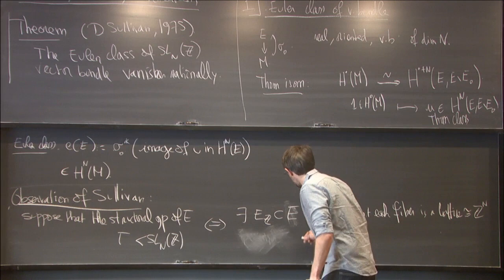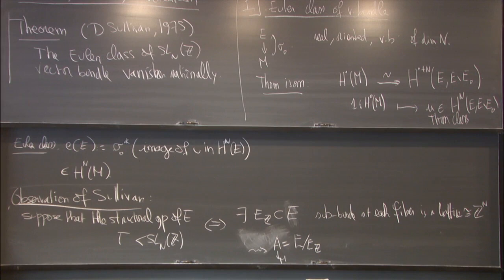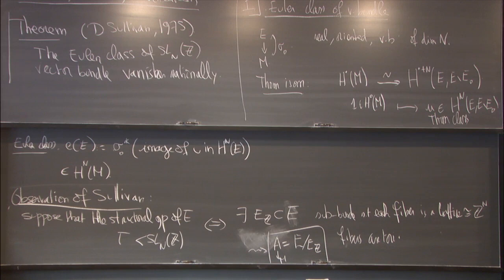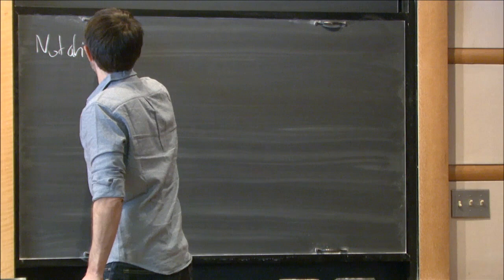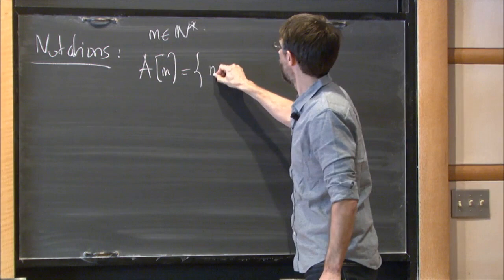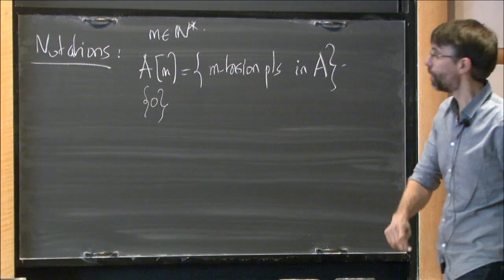bundle, which is a bundle over M made of tori. Now we are in this position. The fibers are tori, and to study such a bundle, Sullivan will use multiplication by some integer in the fiber, so I will use the following notation. I take m, a positive integer, and call A[m] the set of m-torsion points in A. And I will denote, now that we are in the torus bundle, by zero the image of the zero section.